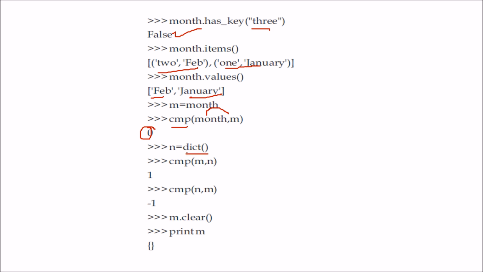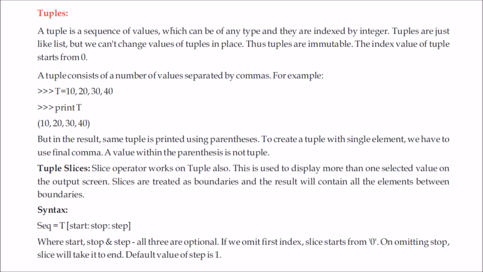You can compare an empty dictionary now. If you want to compare, you see there is something in this, there is nothing in this, so 1 will come. If you compare this with this, because this is lesser than this, so minus will come. You can also clear the M. This you can clear because it was all the month one. You can clear, and if you print M, nothing will come. All the contents, key value pairs, will be removed.